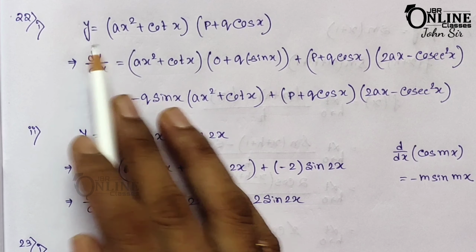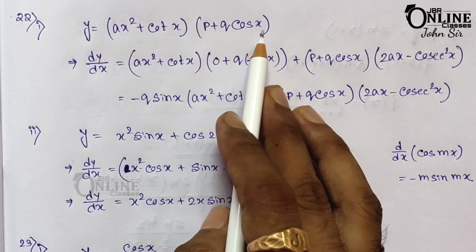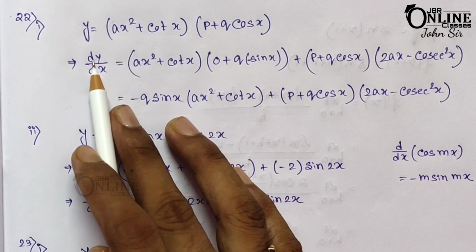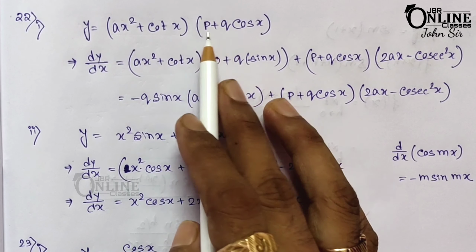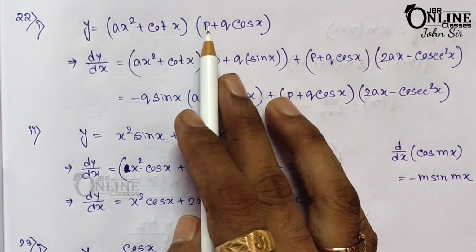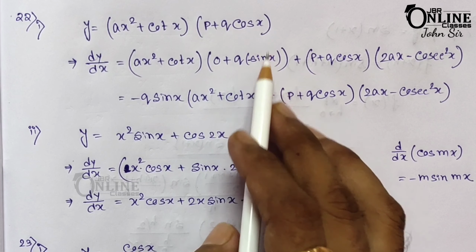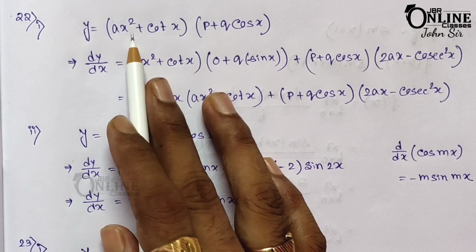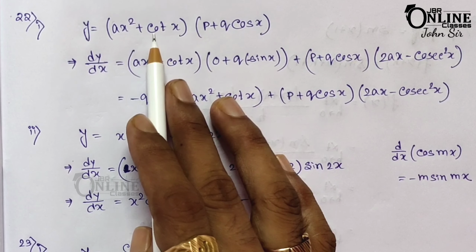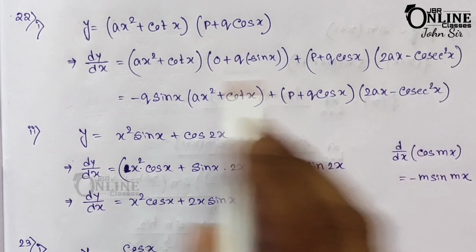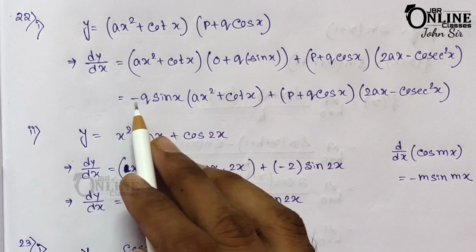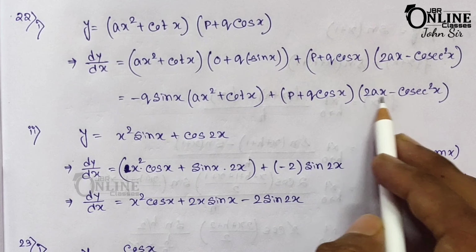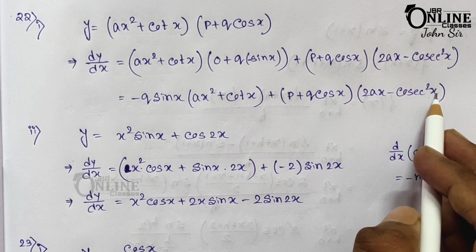So here y equal to this one multiply with this one. So that means again you have to apply here u into v, that means product rule formula. So differentiate with respect to x. First one, write down this one, and the derivative of this one will be, as p and q constant, derivative of p equal to 0, and here cos x means minus sin x. So q into minus sin x. Then write down this one, and the derivative of this one will be here 2ax, and the derivative of cot x equal to minus cosec square x. Okay, so it will be minus q sin x multiply with this one, and here p plus q cos x will be 2ax minus cosec square x as your answer.